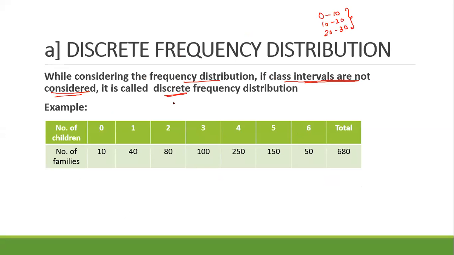Did you all understand the meaning of discrete frequency distribution? What is discrete? Discrete is nothing but individual importance. It is not a group. It is not put into a class interval. Individually you take into consideration. So if you do not take the class intervals into consideration, that is discrete frequency distribution.